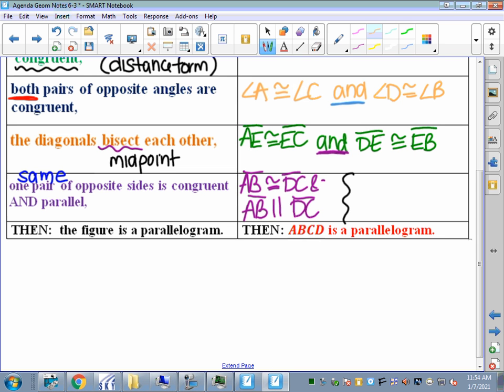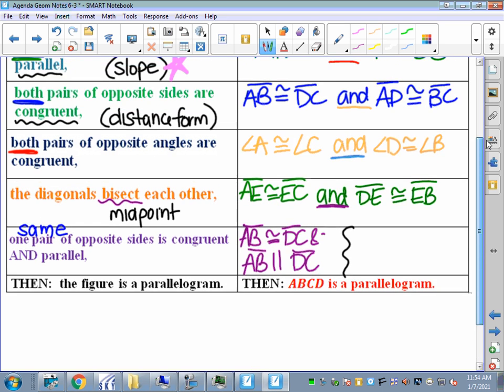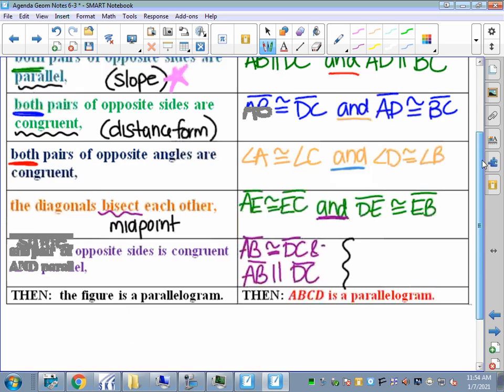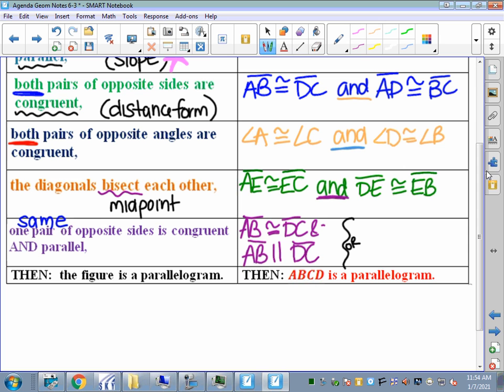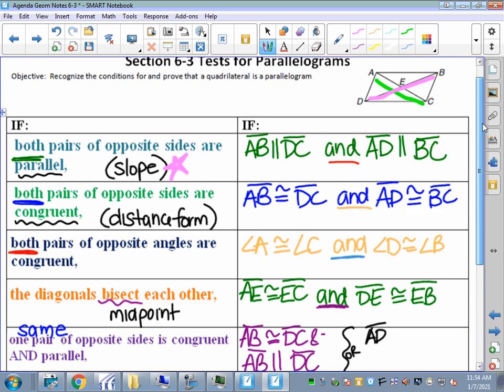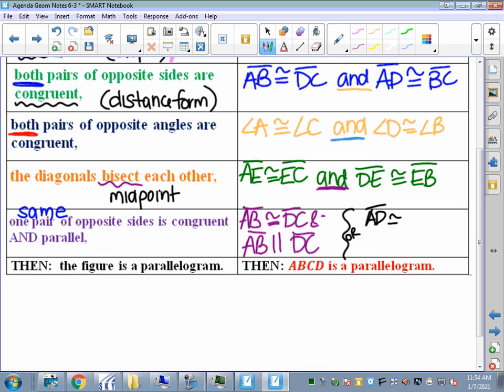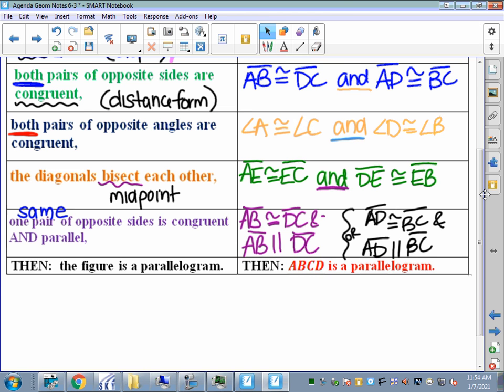Now, I just picked the top and bottom, AB and DC, but I also could say that if I was given the information, this is an OR right here, if AD is congruent to BC and AD is parallel to BC. So one of these two things is true. Either the top and the bottom is parallel and congruent, or the two sides are parallel and congruent. Then we know that we've got ourselves a parallelogram. So there's not a whole lot different. We're just asking in the opposite way.